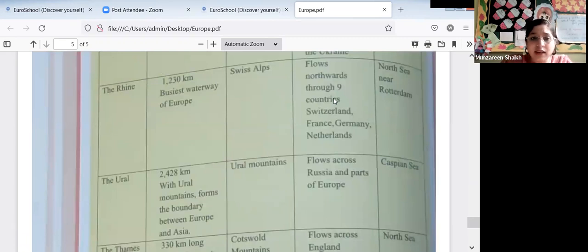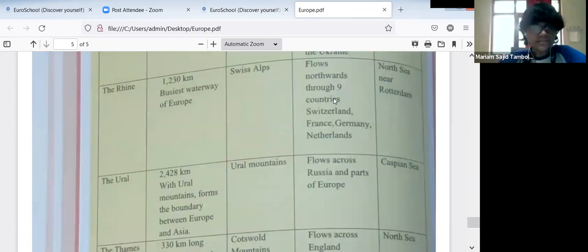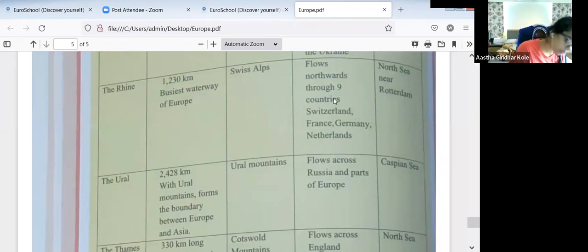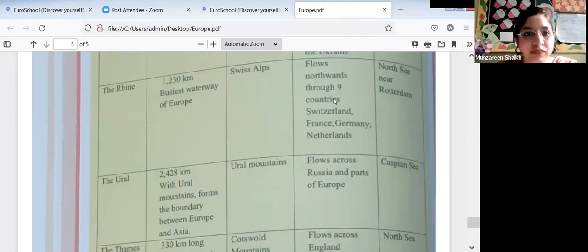So what is the third river? The next one. The river Rhine. The length of this river is 1,230 kilometers. And it is the busiest waterway of Europe. Next, what is the source? Yes, Sujal? Switzerland.